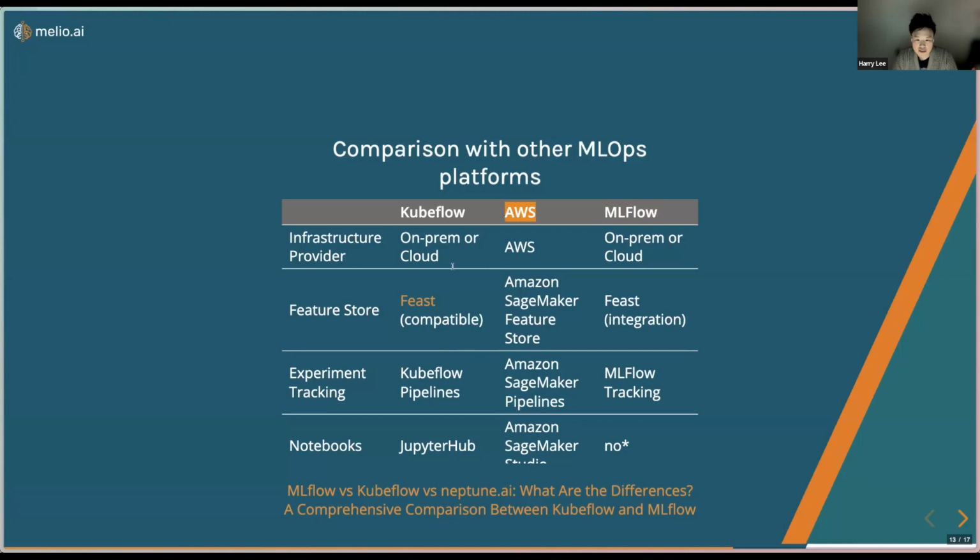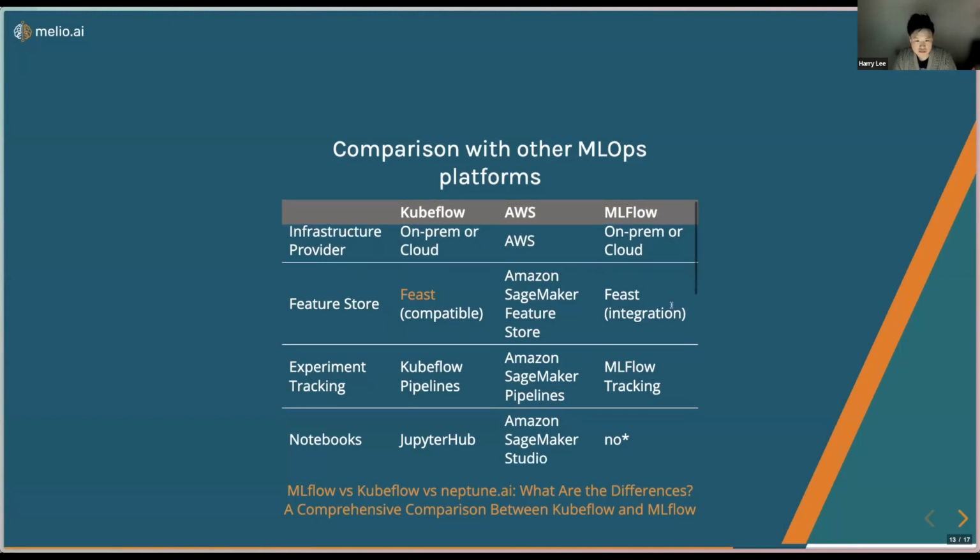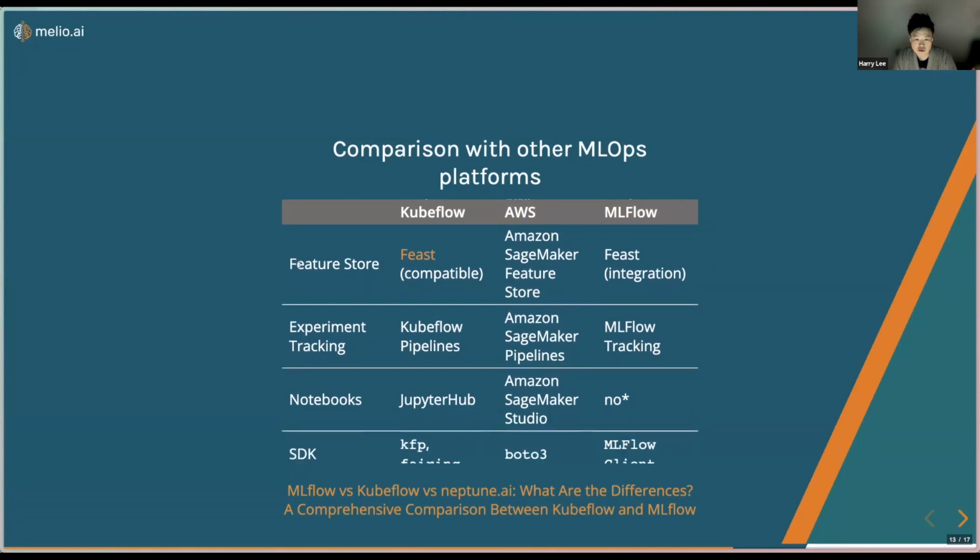And then I basically have a few categories that I use to do the comparison. So we can go down the list. The first one is the infrastructure provider. We know Kubeflow is based on Kubernetes, it's cloud native. So it doesn't matter as long as you have some VMs, some servers, whether it's on-prem or cloud, you can run it anywhere. AWS, of course, you've got to run it in AWS. MLflow is the same thing, right? On-prem or cloud.